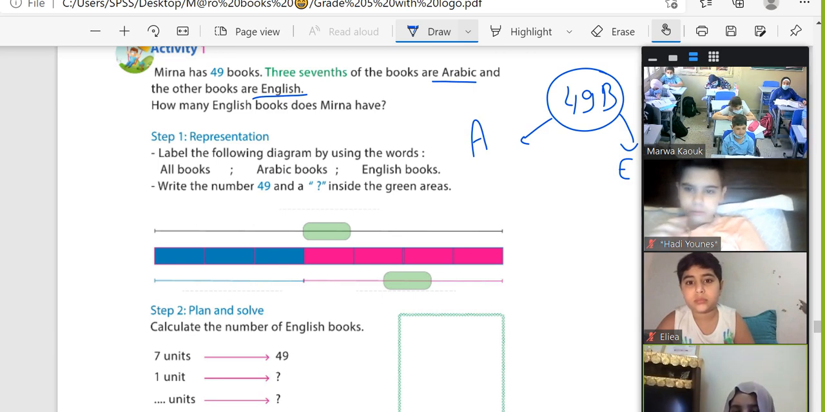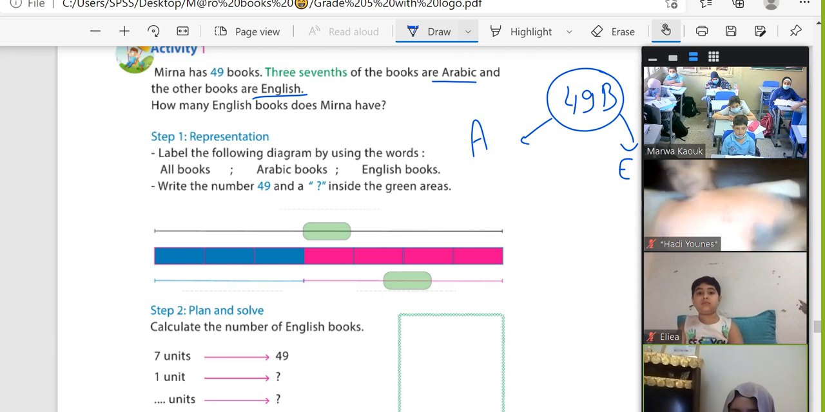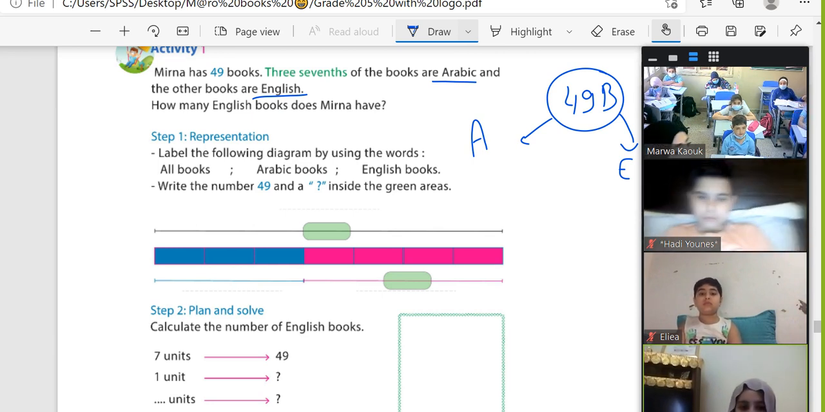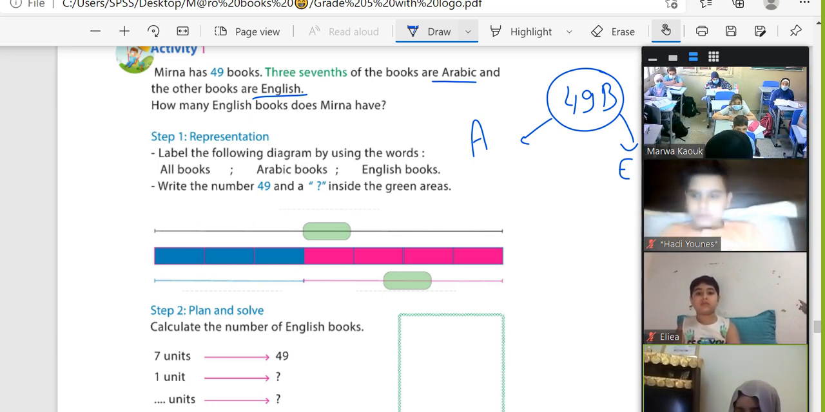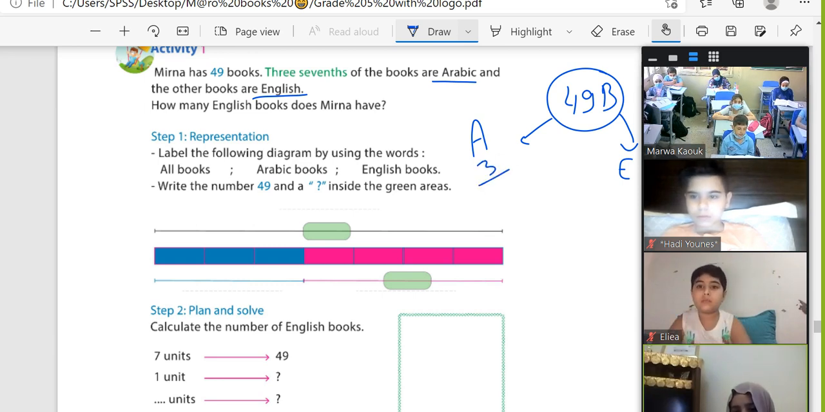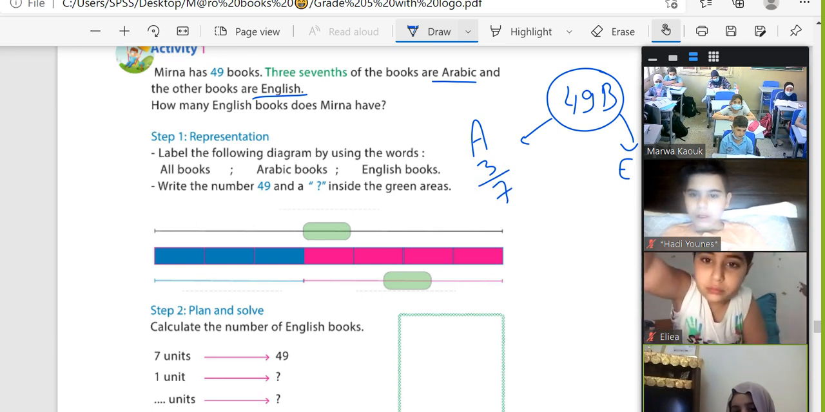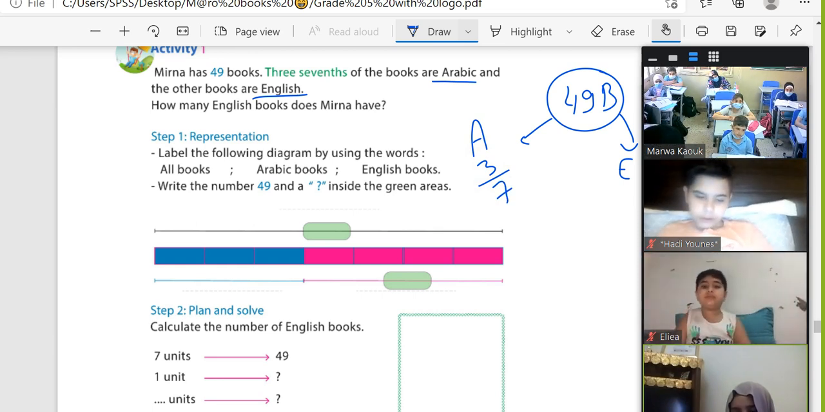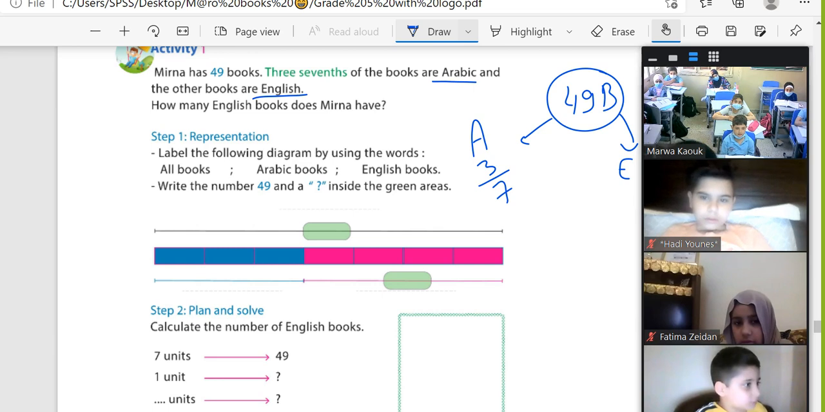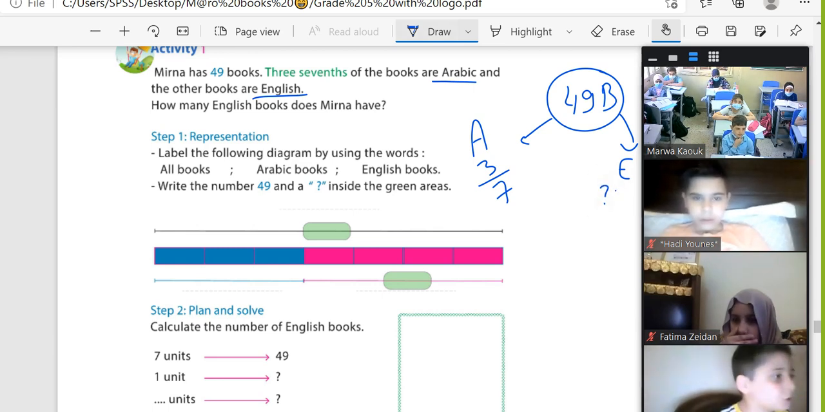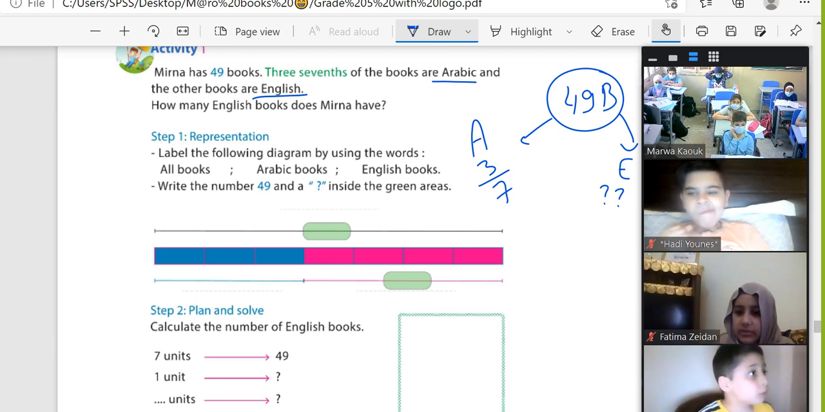In the given, they are telling me 3/7 of the books are Arabic. What do you mean by 3/7? It's 3/7 that is Arabic. But the number of English books, I don't know it. So it's a question mark. I want to get it now. How do we guess it?